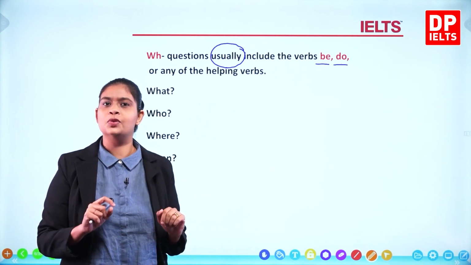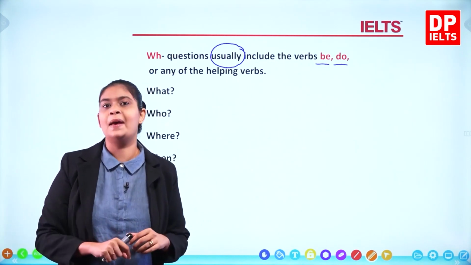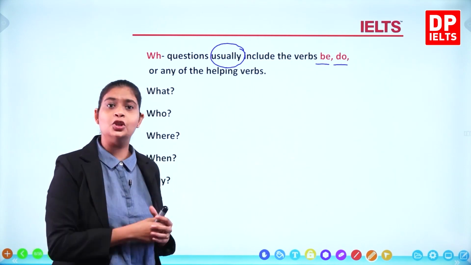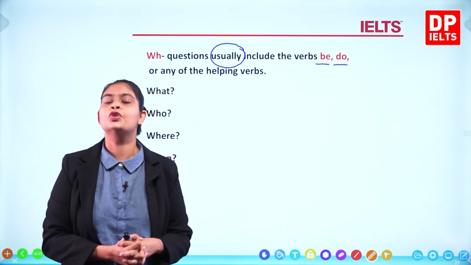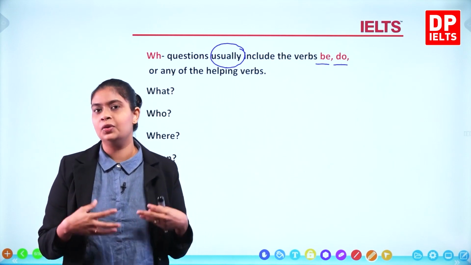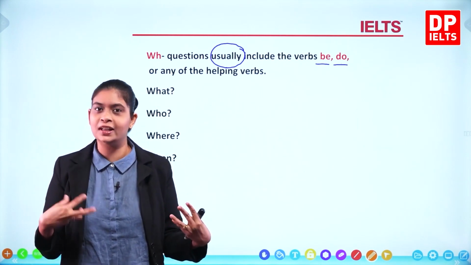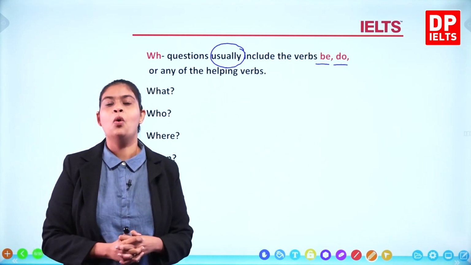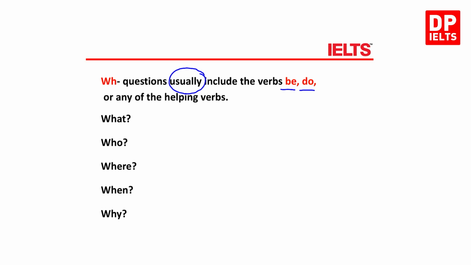What is your name? Okay. What is in this bag? What is in your hand? So what means when you're referring to things. Okay. Something you're referring to. When you want to ask about something or a thing, you will use the what question tag.